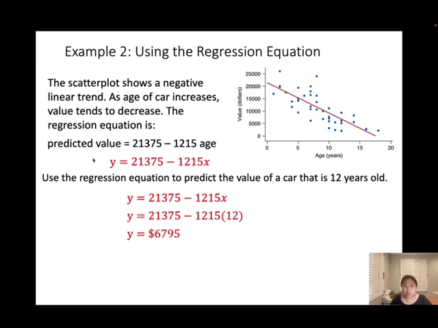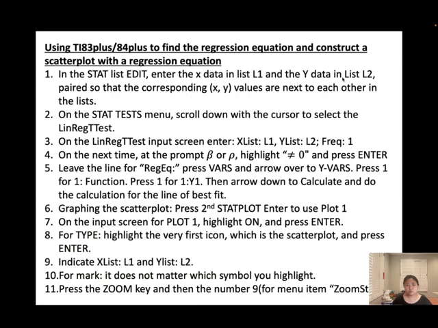Use your calculator. You're going to find $6,795 when the car is 12 years old. This is how we use the regression equation. Later on, you're going to find we may not use the regression equation. It really depends on the situation. If they do have a strong linear correlation, we have a higher chance to use the regression equation. But if they have a really weak linear correlation, we may not want to use the regression equation to find the predicted value.